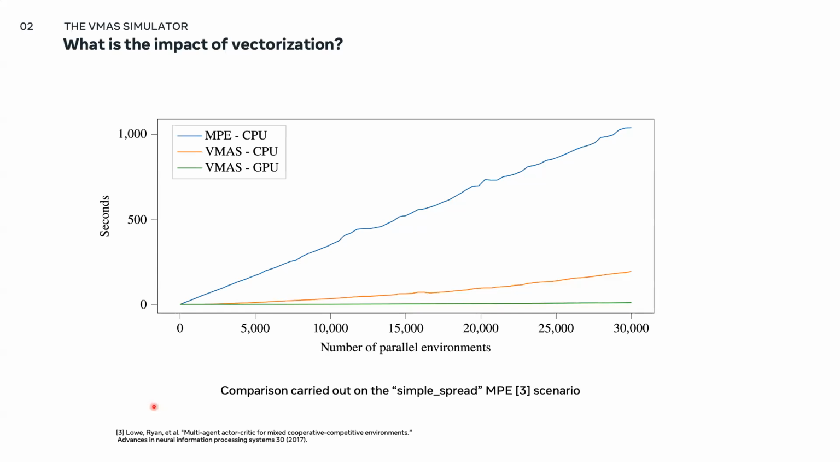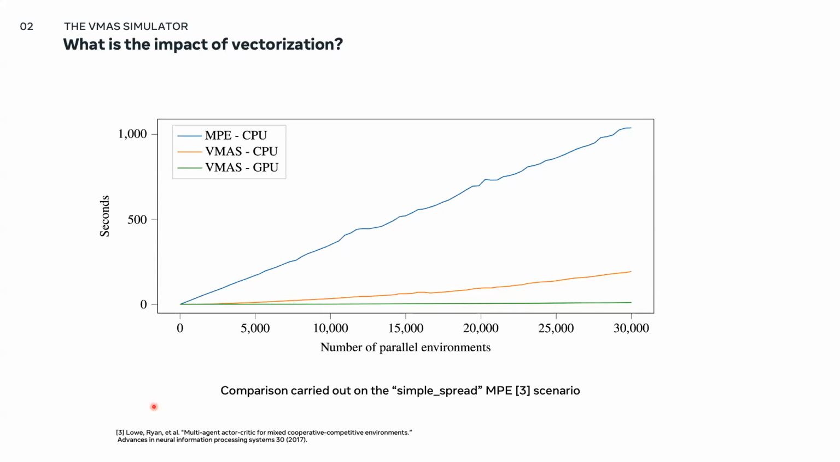Yes, and lastly, I wanted to talk about what vectorization means, so that this can lead us to the training part. Basically, to show the impact of vectorization, we compared this simulator with the normal MPE. MPE was a simulator introduced by OpenAI in the MADDPG paper, and it's basically run normally on CPU.